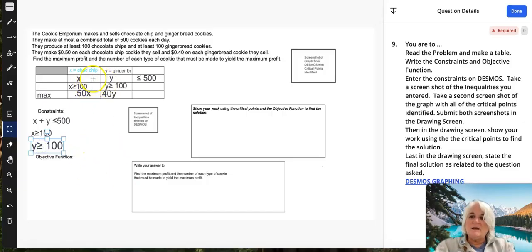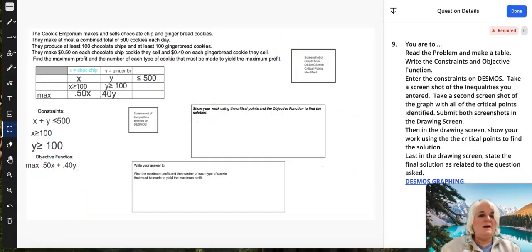Okay, so I have my constraints, and then my objective function is 0.50x plus 0.40y, and I want to maximize it. So I'm going to press text box, and I'm going to put max 0.50x plus 0.40y. So that's 40 cents and 50 cents. And let me enlarge that so I can read it. There we go.